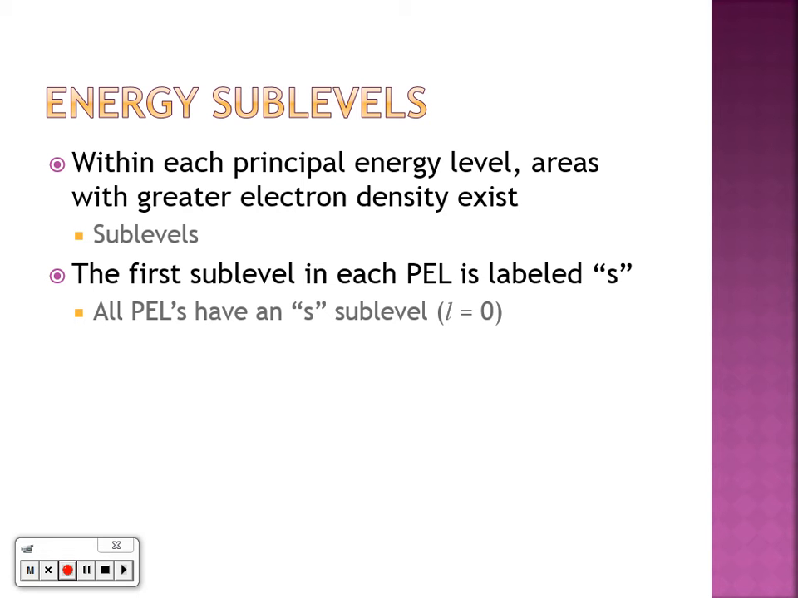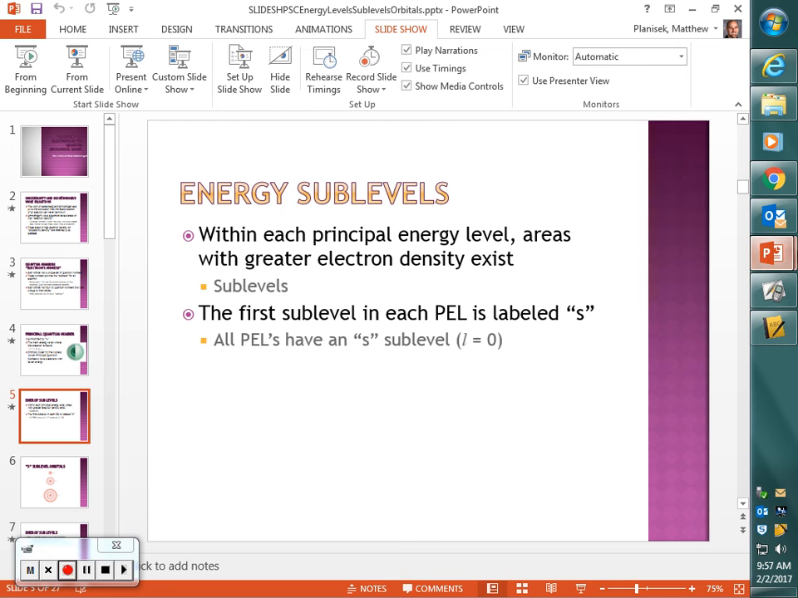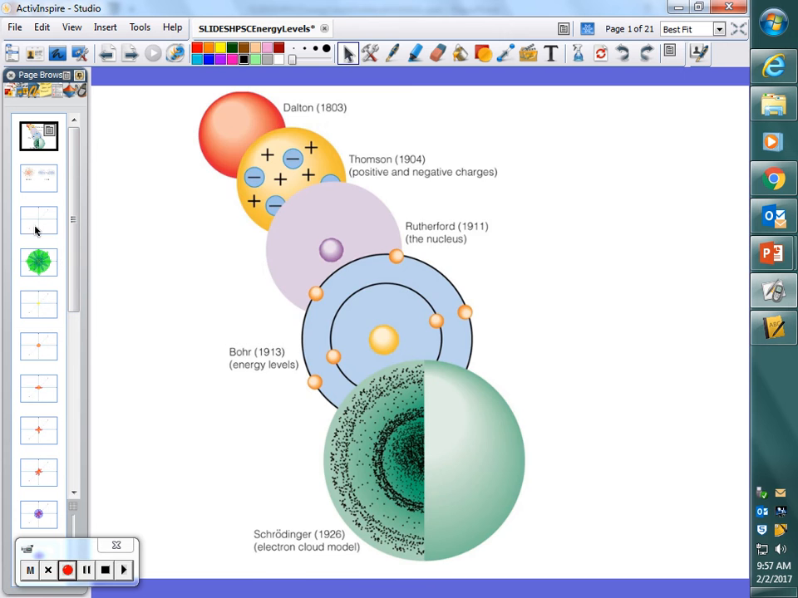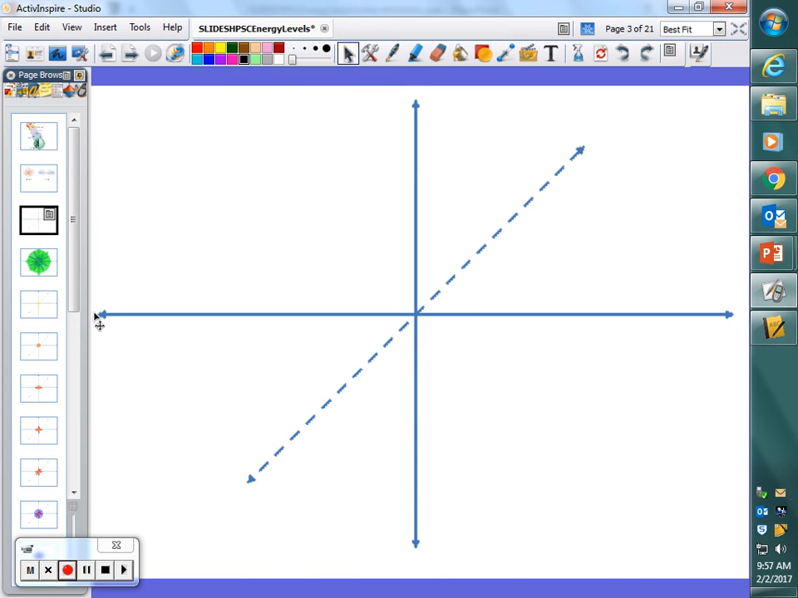Okay? And we give these different areas names. So the first sublevel in each principal energy level, that's PEL because I didn't want to write it out every single time, we call the s orbital. Okay? So, that being said, let's start here. Okay, so here's my nucleus.